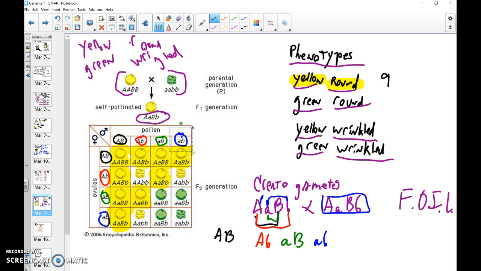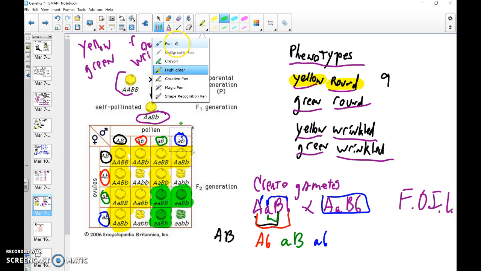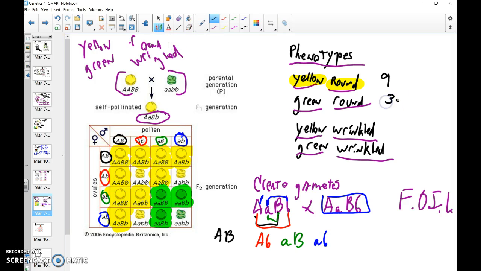So now I'm going to look for green and round. Okay? So green and round. Little a, big B, little b. Makes sense. That's green and round. Little a, big B. All right, so that's still green and round. Little a, big B, little b. That's green and round. So out of all of these, 3 are green and round.